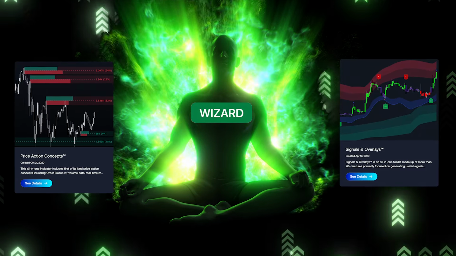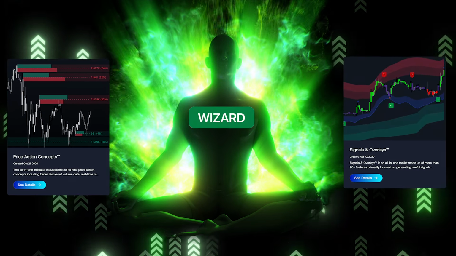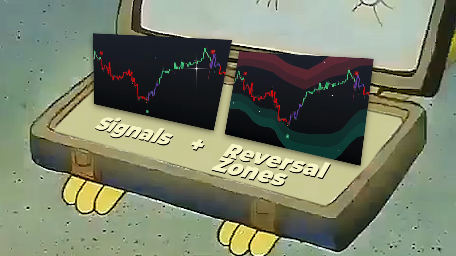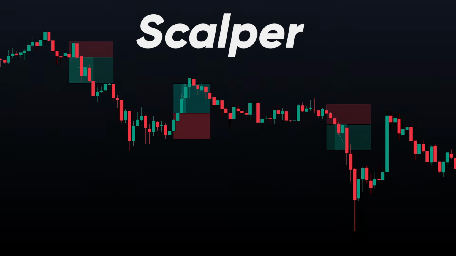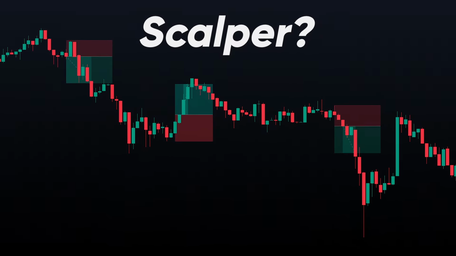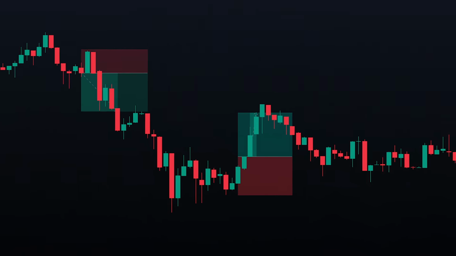To truly master an indicator, you need to do more than just understand how it works. You need to determine the perfect combination of features that aligns with your trading style. Are you a scalper? How do you pinpoint those short-term opportunities to enter and exit profitable trades?